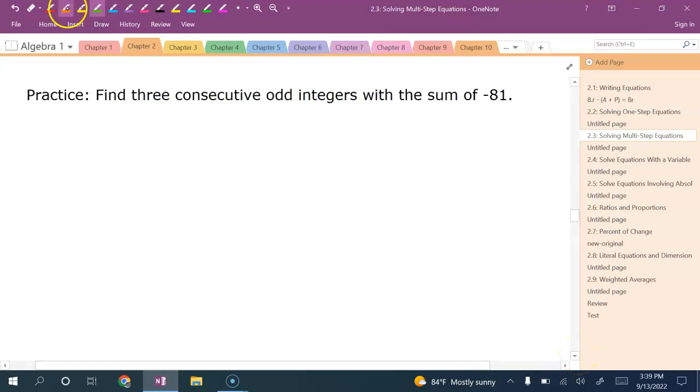Okay, so for the practice problem here, you're going to set it up the same way because it's consecutive odd integers. So x plus x plus 2 plus x plus 4 equals negative 81. So just watch your signs here on this one. So take a minute and try to finish this one up and find those 3 odd numbers.